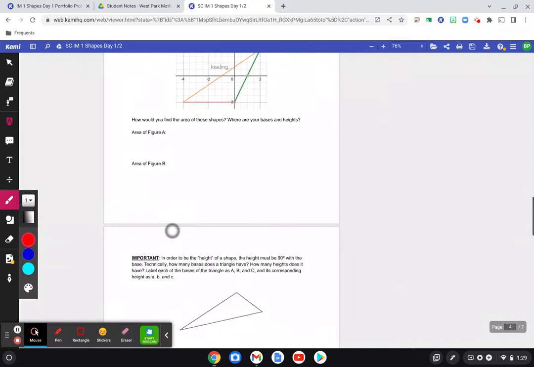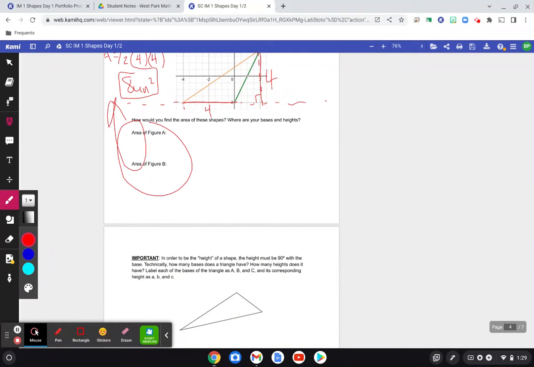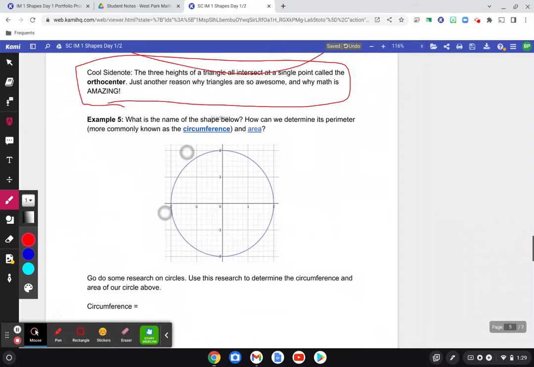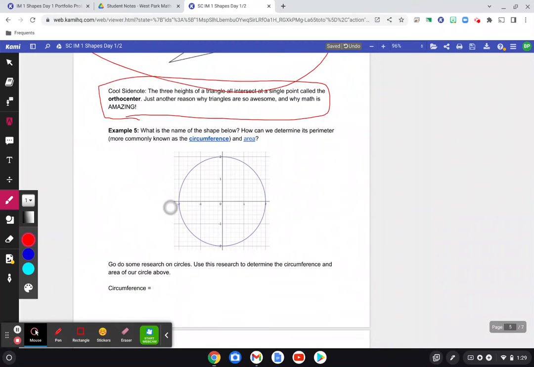Let's see here. And we calculated these areas right up here. Okay. So let's jump down here. This is just kind of a side note, something cool about triangles you can look into. It's known as an orthocenter. We just had a quick discussion on this. It's not something you're going to be tested on, but it's just something to pique some interest. If you're interested in reading further into triangles and some of the cool things that exist within them, feel free to do a little research on the orthocenter.